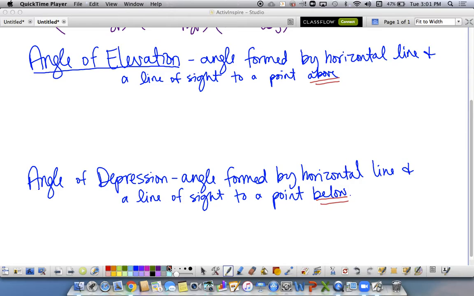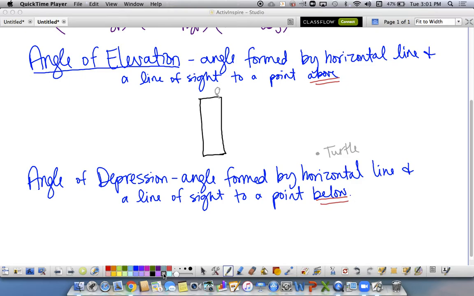Okay, so I'm going to draw a building. Okay? And we're going to pretend, okay, this is me. I'm going to be a person. I'm just going to put a P for person. Okay? And I'm standing on top of the building. I'm on the roof. And I'm looking down to a point on the ground that's farther away. We're going to call it a turtle. Okay? So I'm looking down from my line of sight.